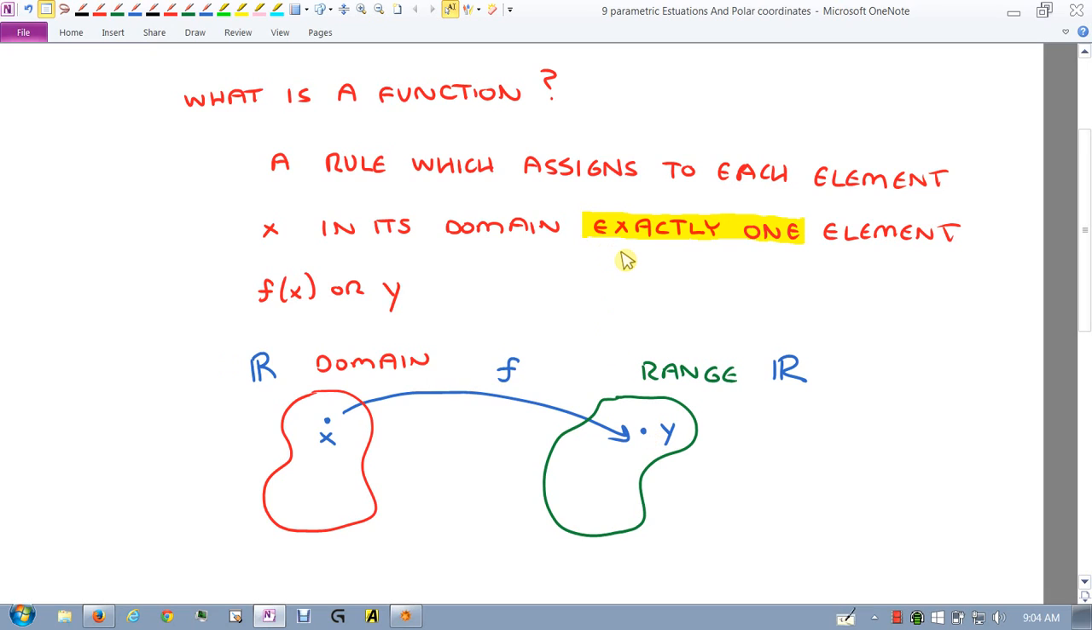The fact that it says that it goes to exactly one element means that you could not have this happen. You could not have one element go to, I'll call this one y sub 2. You could not have x go to both y and another place, y sub 2. So you couldn't have it go to two places. If it did that, then it was no longer a function, right? We would say this would not be a function of x because it takes one element and maps it to two, right? That makes sense? That look kind of familiar?